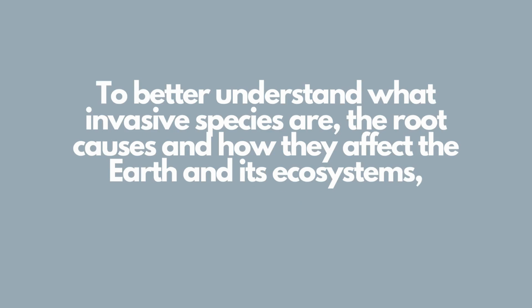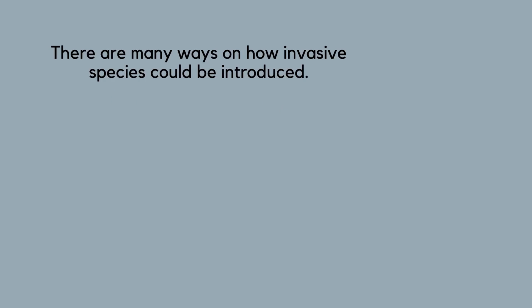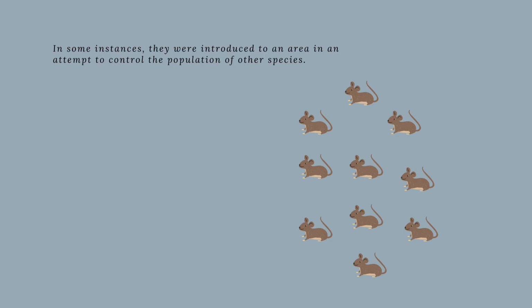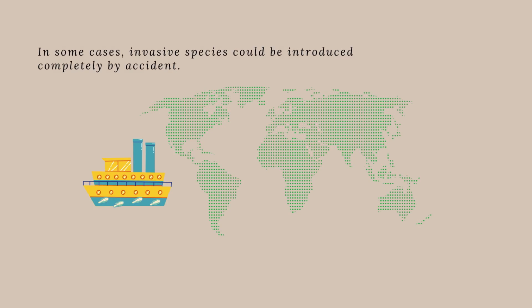To better understand what invasive species are, the root causes, and how they affect the earth and its ecosystems, we must first know where they came from. There are many ways invasive species could be introduced. In some instances, they were introduced to an area in an attempt to control the population of other species. However, some attempts were unsuccessful to the point that the invasive species could no longer be controlled. In some cases, invasive species could be introduced completely by accident.